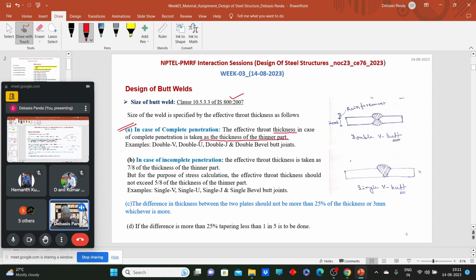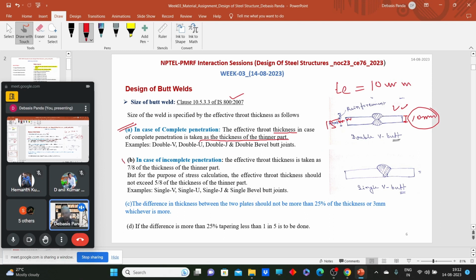Say for example, here we have a complete penetrated weld. Now say for example, this plate is 10 mm and this plate is say 15 mm. So what should be the effective throat thickness for this kind of joint? TE will be the thickness of the thinner part. That means 10 mm.